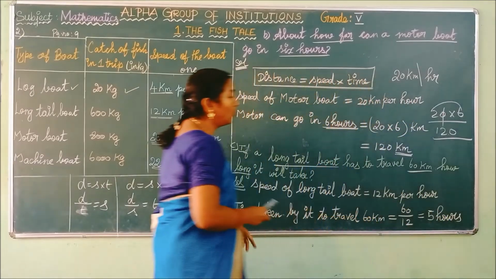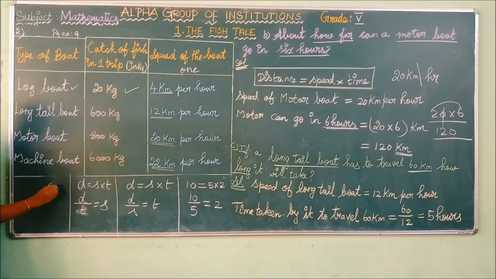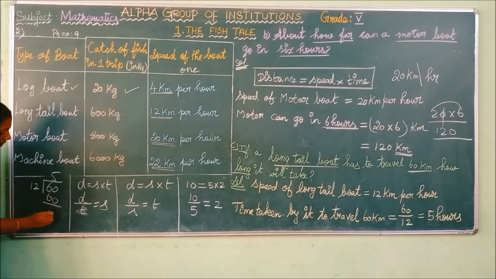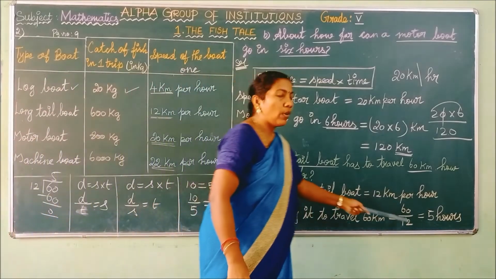Okay. Now we are going to divide 60 by 12. So in the rough part you have to divide 60 by 12. You know the 12 table. 5 12s are 60. So our answer is 5 hours. So here you have to write 5 hours.